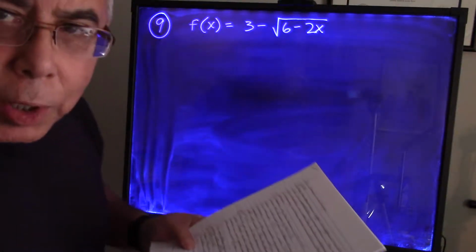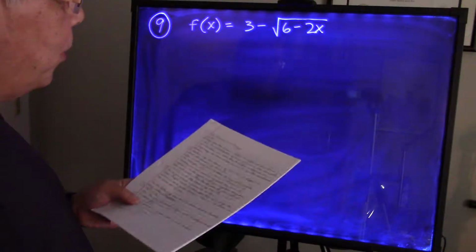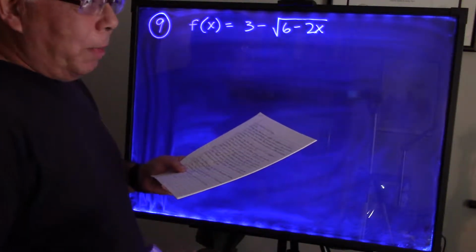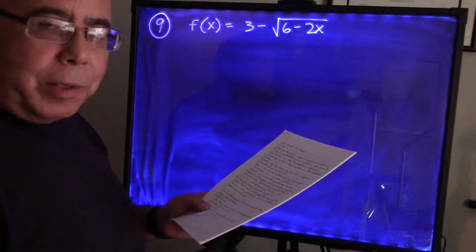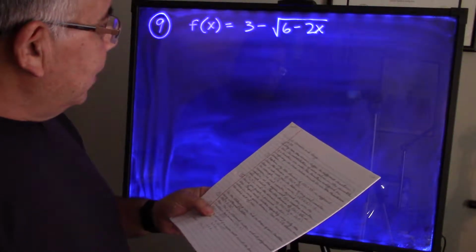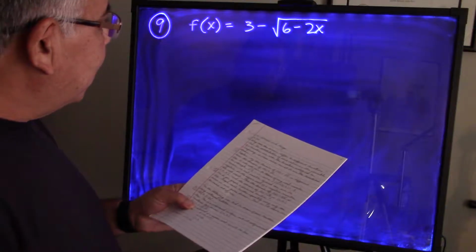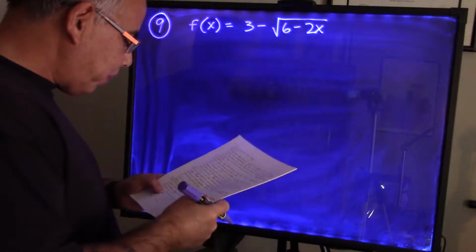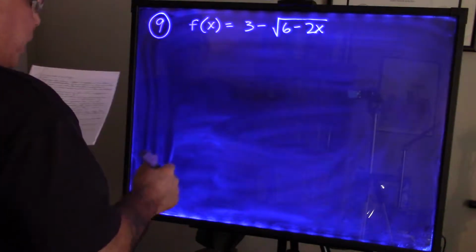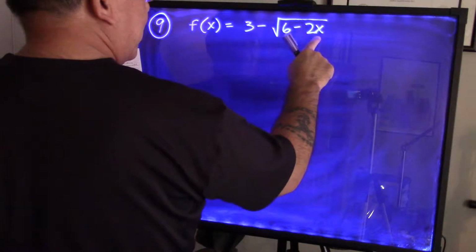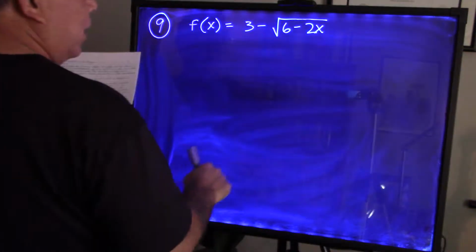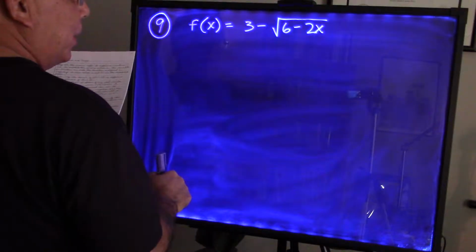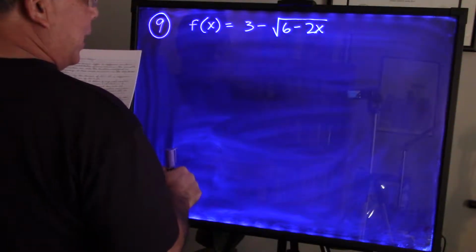Alright, when we talk about the square root function, we said you can't take the square root of a negative number because you'll end up with an imaginary answer, a number that's not in the real number system. So it's undefined in the real numbers when you have negative numbers. So we have to make sure that this radicand, all the whole expression under the radical, is not negative.